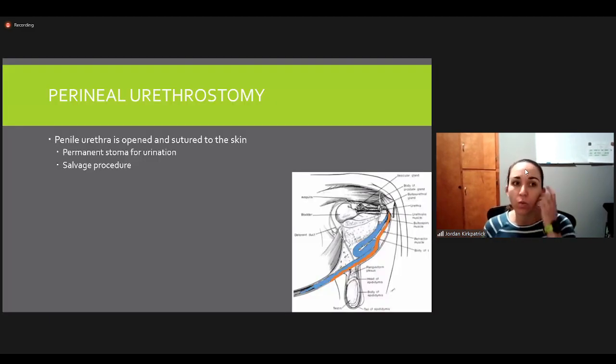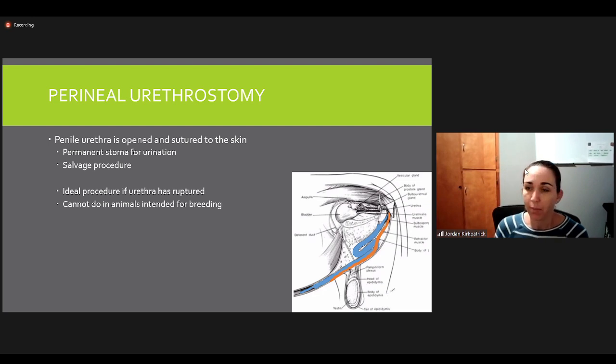Another treatment is a perineal urethrostomy, where the penile urethra is opened and sutured to the skin to create a permanent opening. This schematic just shows the anatomy of what you're going through: the bulbospongiosus muscle to get to the penis and then to the urethra. This, again, creates a permanent stoma for urination and is considered a salvage procedure. It's an ideal procedure if the urethra distal to the area is ruptured.